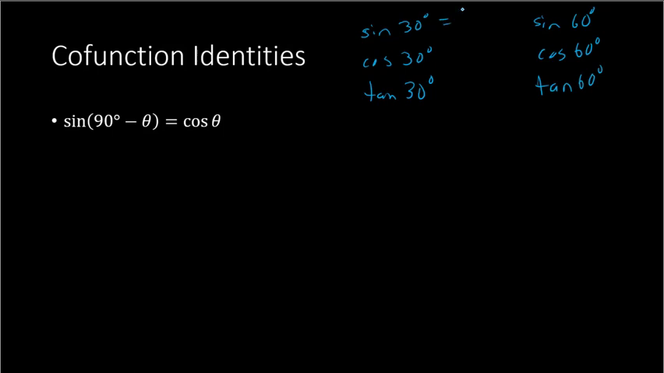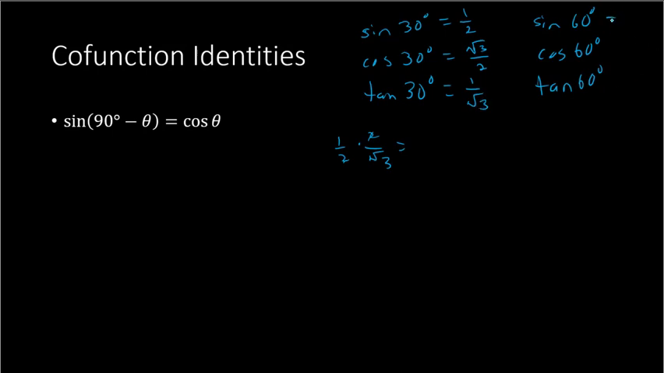We know that the sine of 30 degrees is 1/2. The cosine of 30 degrees is going to be the square root of 3 over 2. And then tangent of 30 would be sine over cosine. So that would be 1 over 2 divided by square root of 3 over 2, which means you multiply by 2 over the square root of 3. And that would give you 1 over the square root of 3.